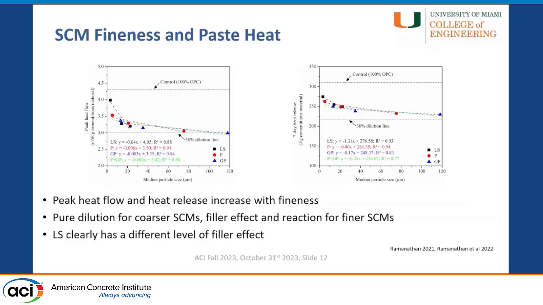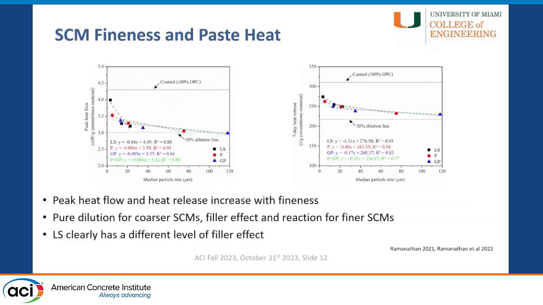So, if you look at the plot on your left, it's basically the response, the heat flow at every instant, and the plot on the right gives you the 7-day heat release values, or the cumulative values. The takeaways from these plots are that with the decrease in median particle sizes, we see that the peak heat flow values and the heat release values increase. At early ages all these SCMs provide a filler effect, which acts as nucleation sites, which increases the heat flow there.